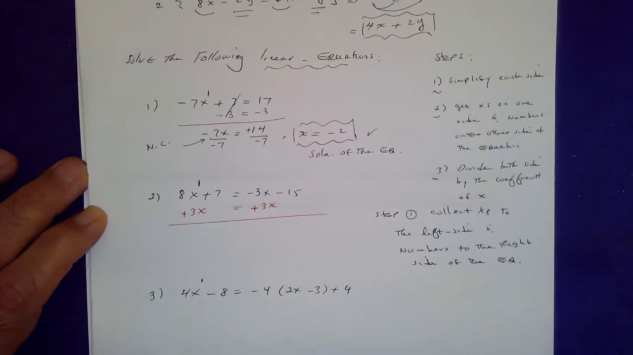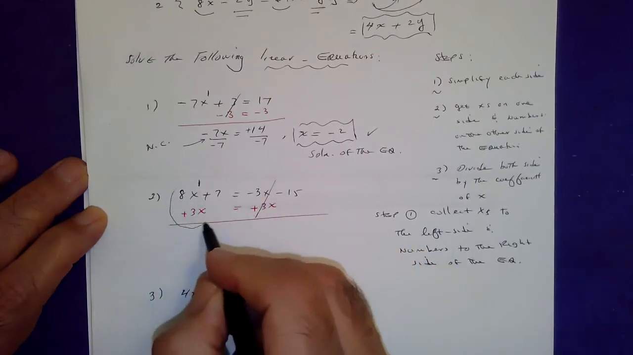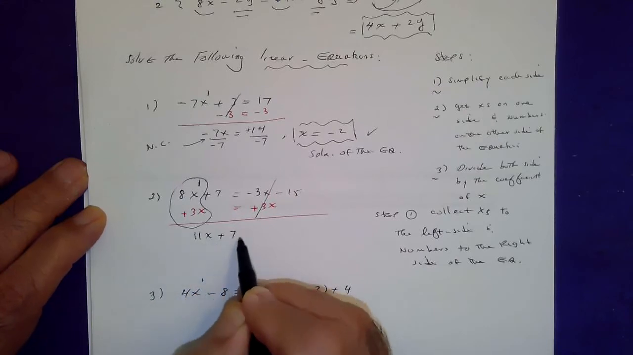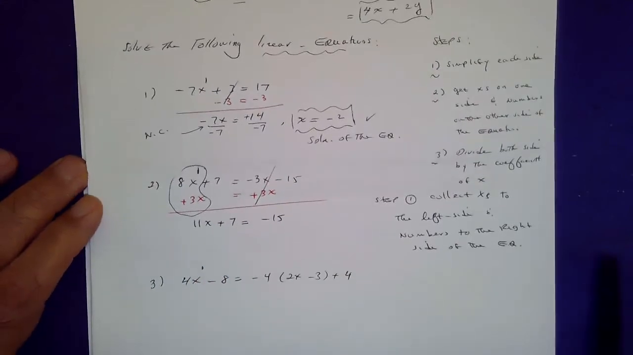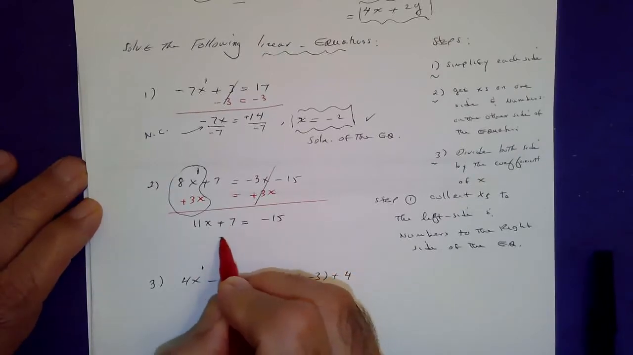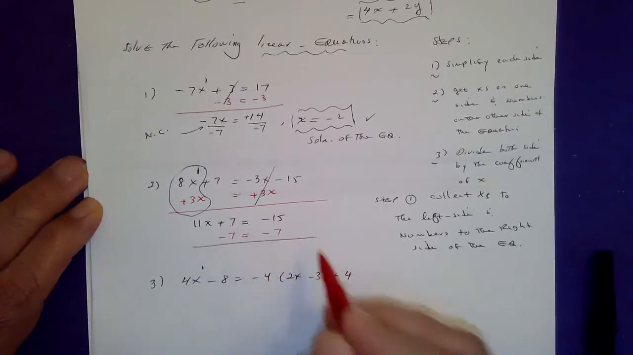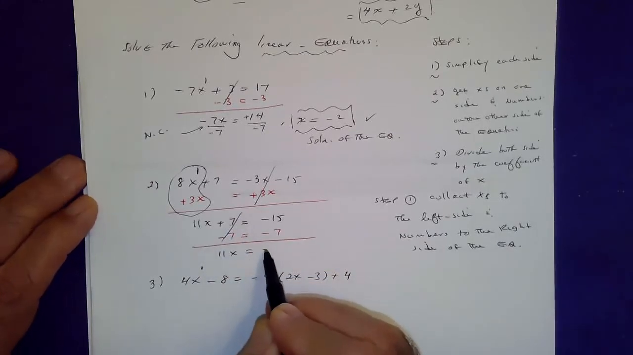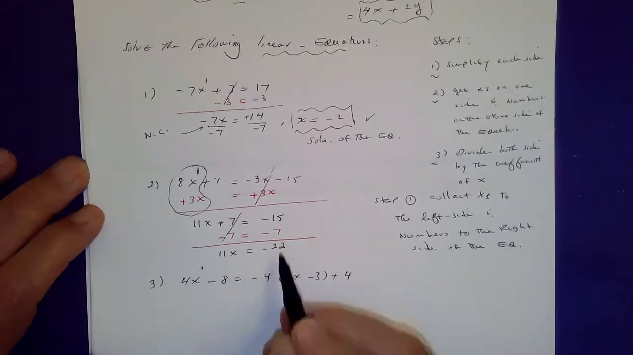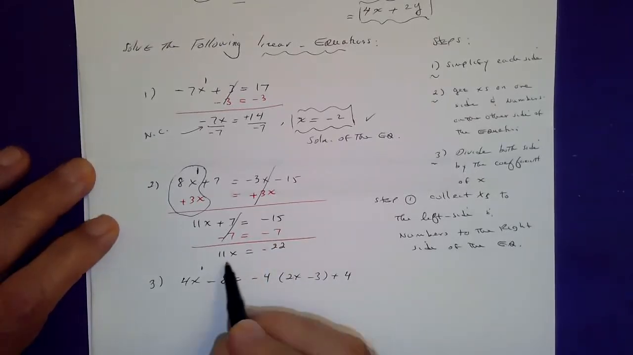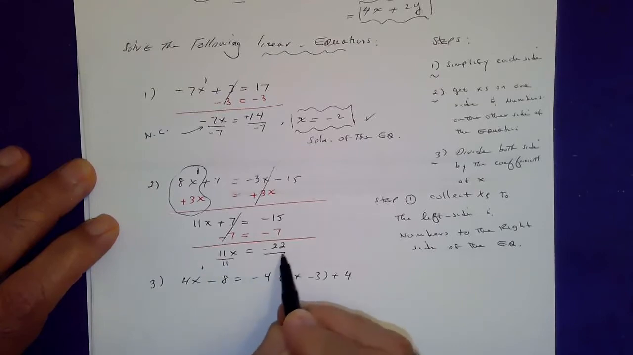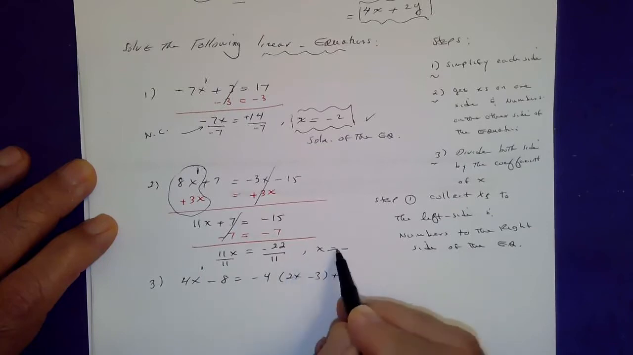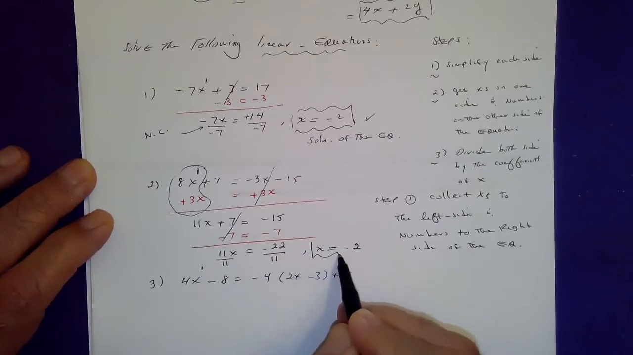Excuse me. So I get 8x plus 3x, which gives me 11x. Then I have to get rid of the positive 7 by subtracting 7. That would give me 11x equals negative 22. Then I divide both sides by the numerical coefficient 11. So I get x equals negative 2, since 11 goes into 22 twice.